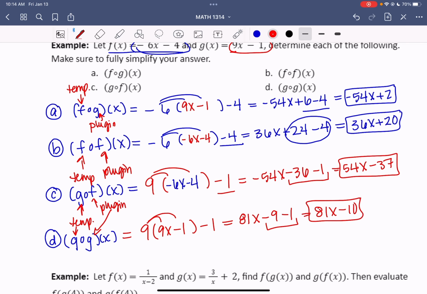Now those equations weren't bad, they went pretty quickly. I just want to kind of practice with you that template plug-in situation.